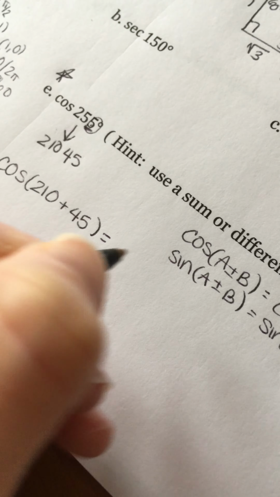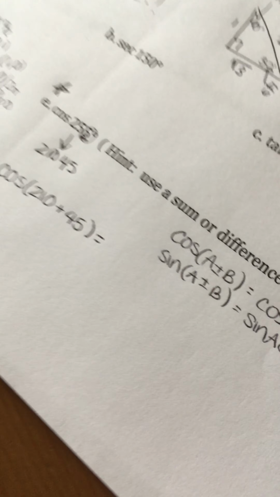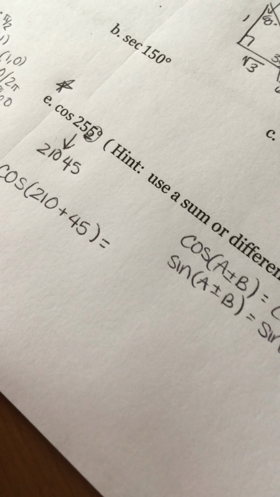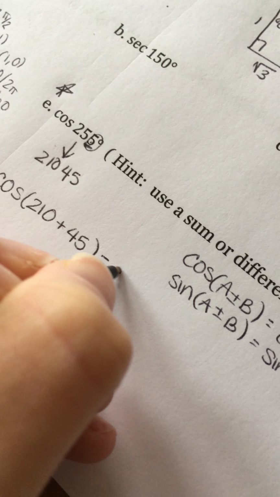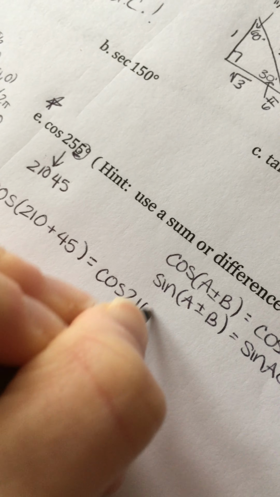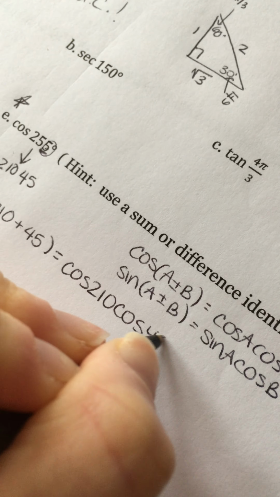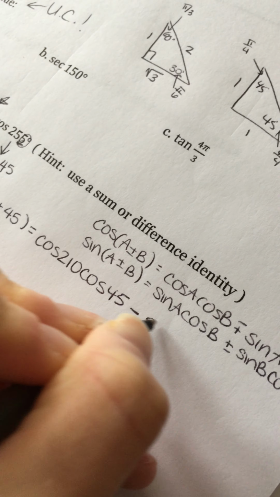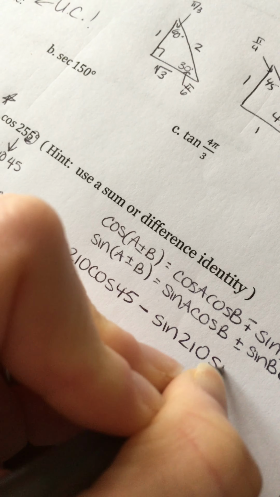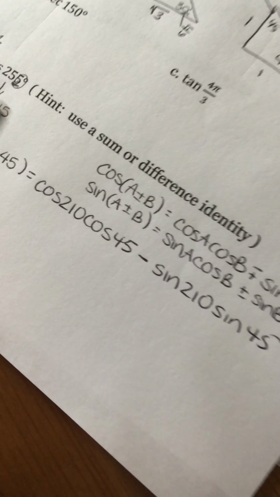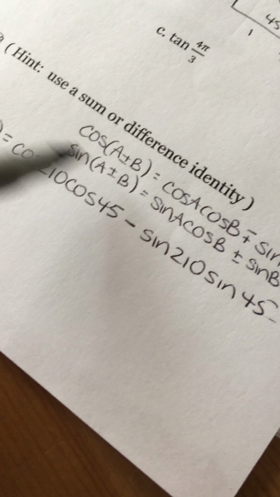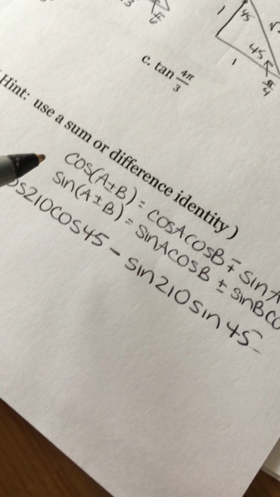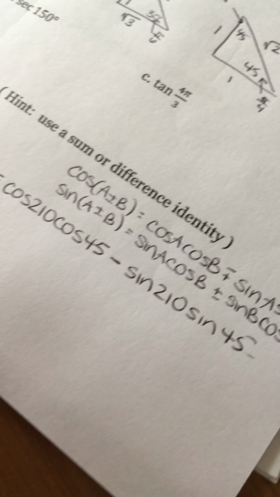All right, so I'm going to follow my pattern, and then I'm going to leave the rest of that for you to solve and finish out. So this is just going to look like cosine of 210, cosine 45, minus, the opposite sign of what we're doing, sine of 210, sine of 45. All right. I'll let you guys finish this out, but that is how we do it. These are your two sum or difference formulas that you're really going to need to know, and go from there.